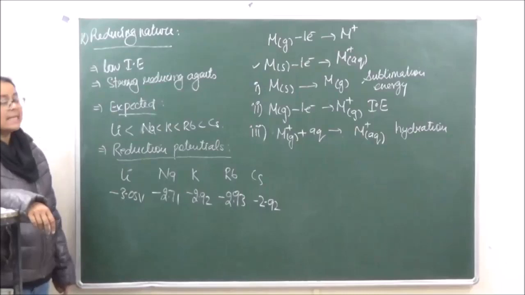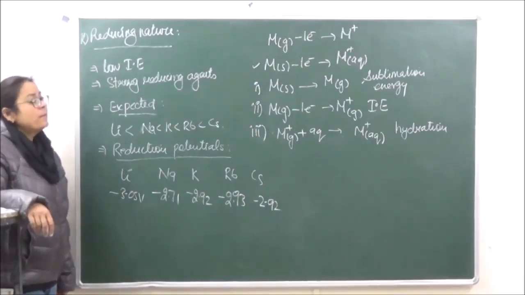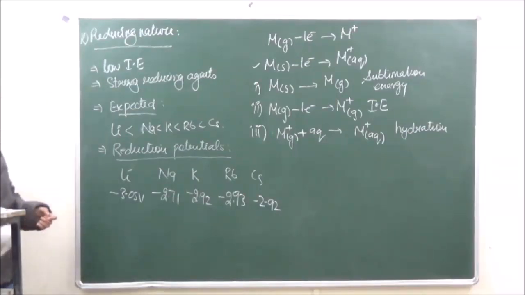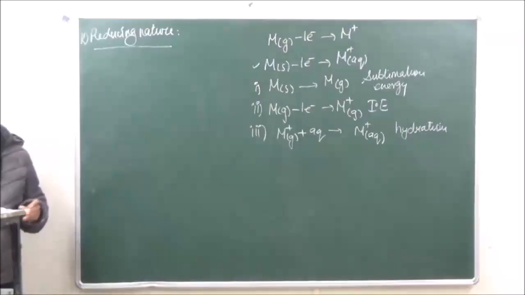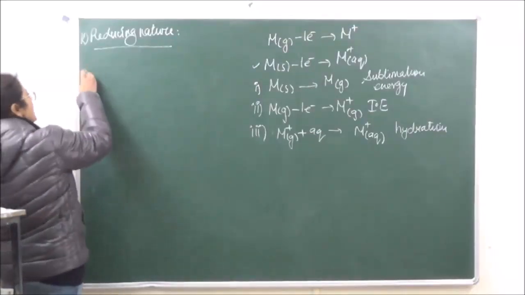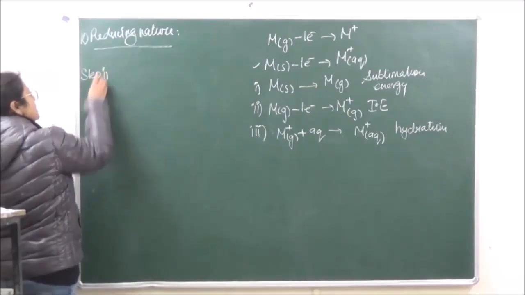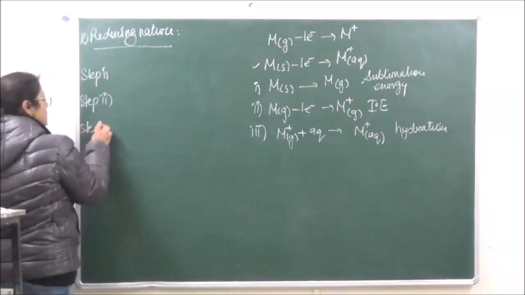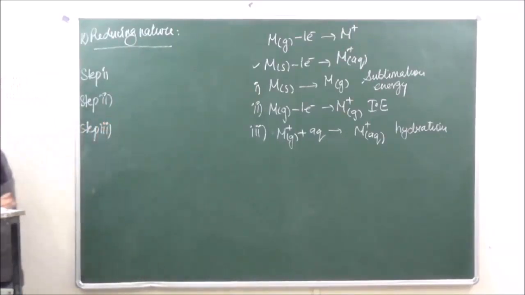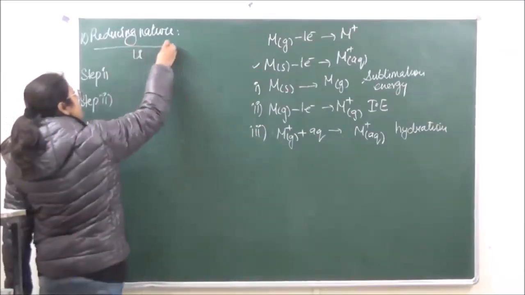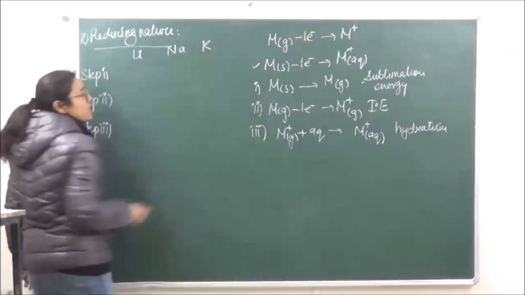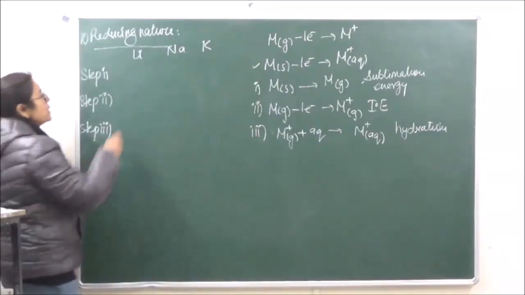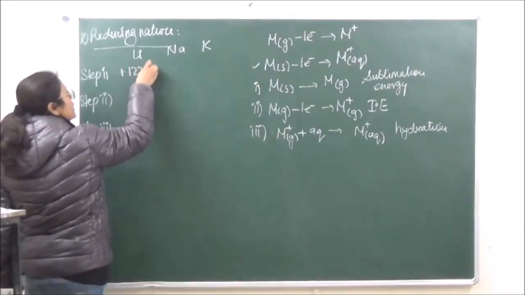And the one which has the least value of this energy will behave as the best reducing agent. So we are just going to compare 3 metals over here, lithium, sodium and potassium. Now over here we will see that when we are talking of step 1, we are going to compare the energies in all the 3 steps, and step 3. So we're taking the energies of lithium, sodium, and potassium.